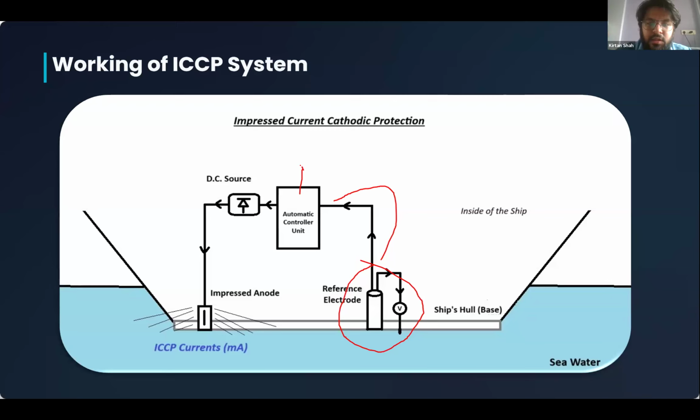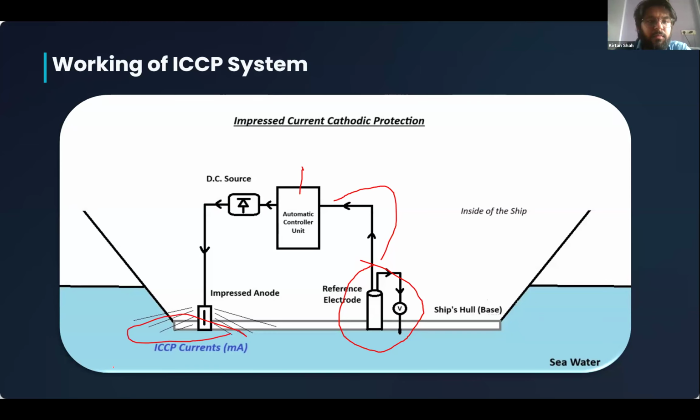by the manual engineers. Now when the actual hull potential is above or below the set potential, the automatic control unit gives the command to the DC source to generate the current accordingly. And then the DC source passes the current to the impressed anode, which in turn pumps the current to the ship's hull over here.